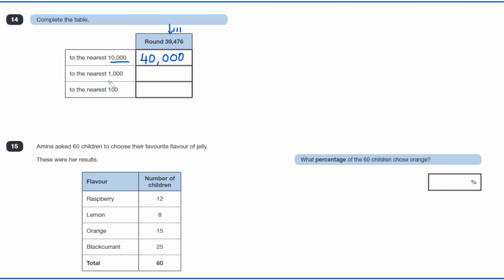Nearest to 10,000 means 30. 30 means 4 is the decision maker. 4 is less than 5. He won't be giving any number. So 39,000 is the correct answer.